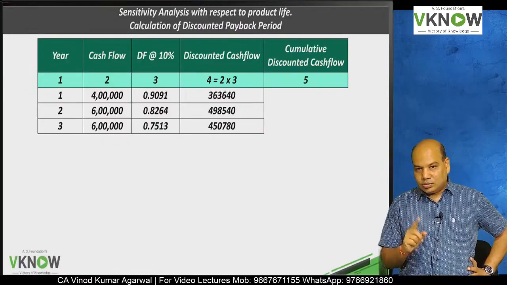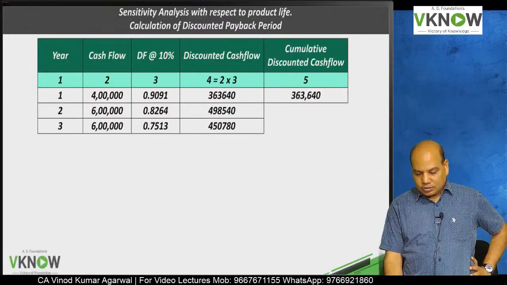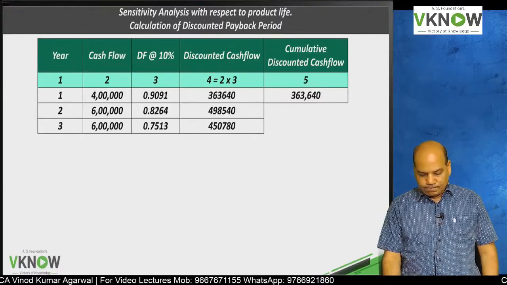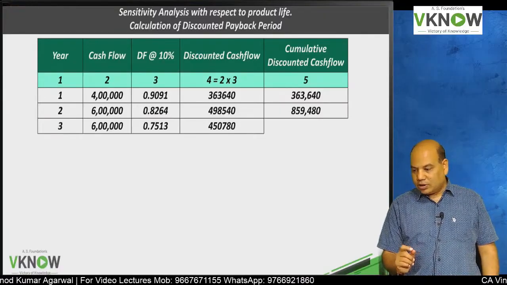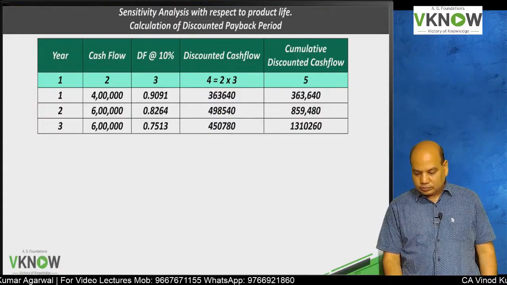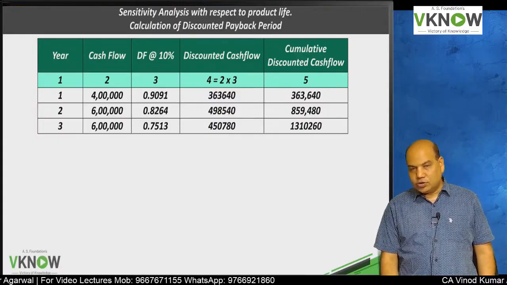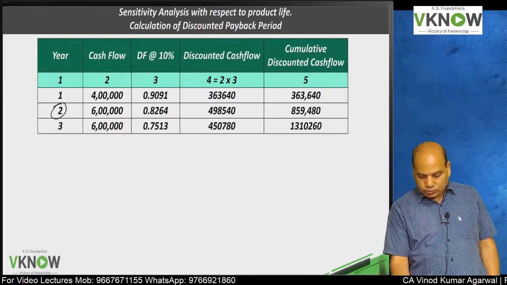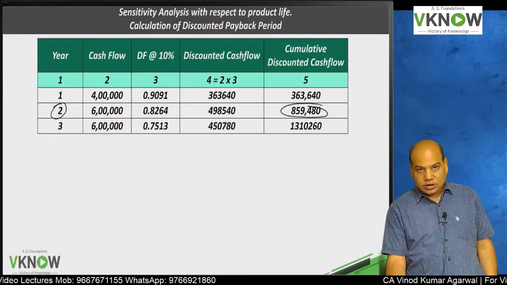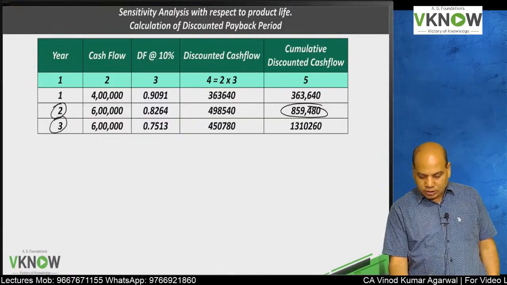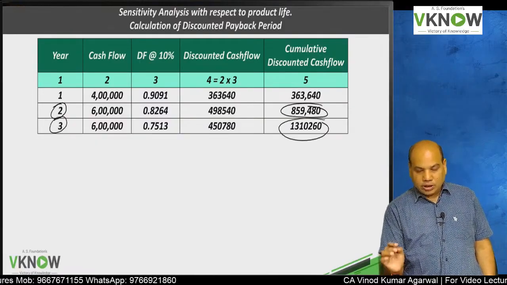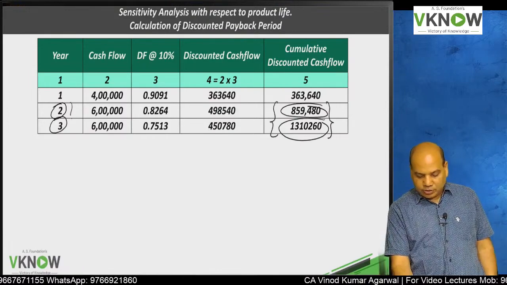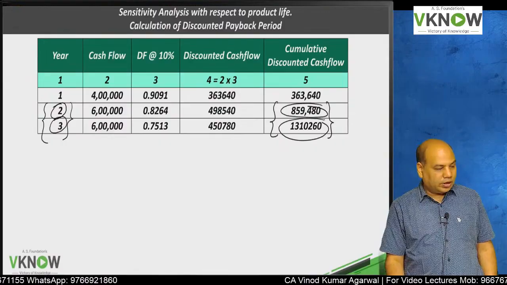And now compute the cumulative cash flow. 363 640, 859 480, 1310260. In year 2 you can recover this amount. In year 3 you recovered this amount, but I need to recover 10 lakh. 10 lakh will be somewhere between 2 and 3 year.